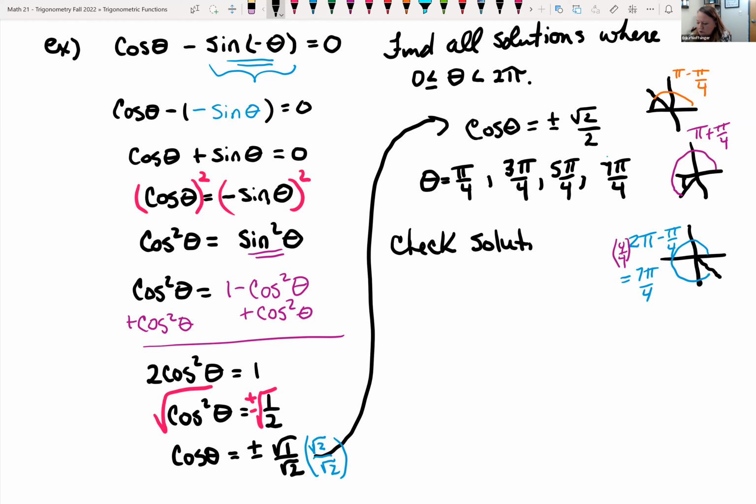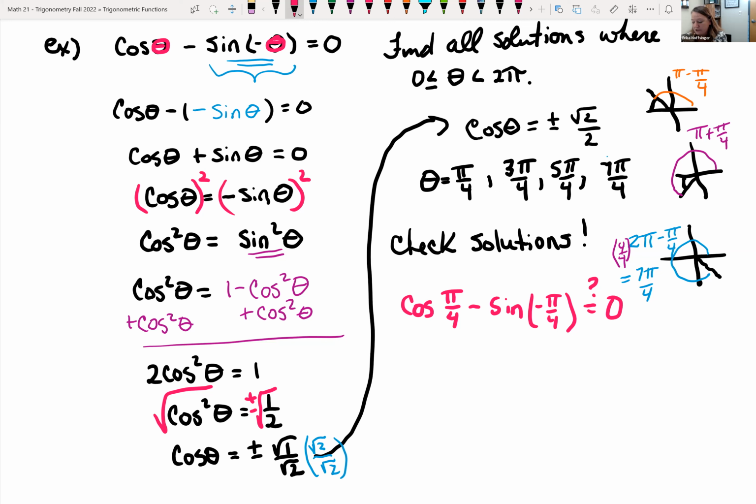So again, we raised both sides by an even power, so we have to check our solutions. Going back into the original, we want to see if this is true. If we plug in pi fourths into this equation, would we get a true statement? So is cosine of pi fourths minus sine of negative pi fourths equal to 0?